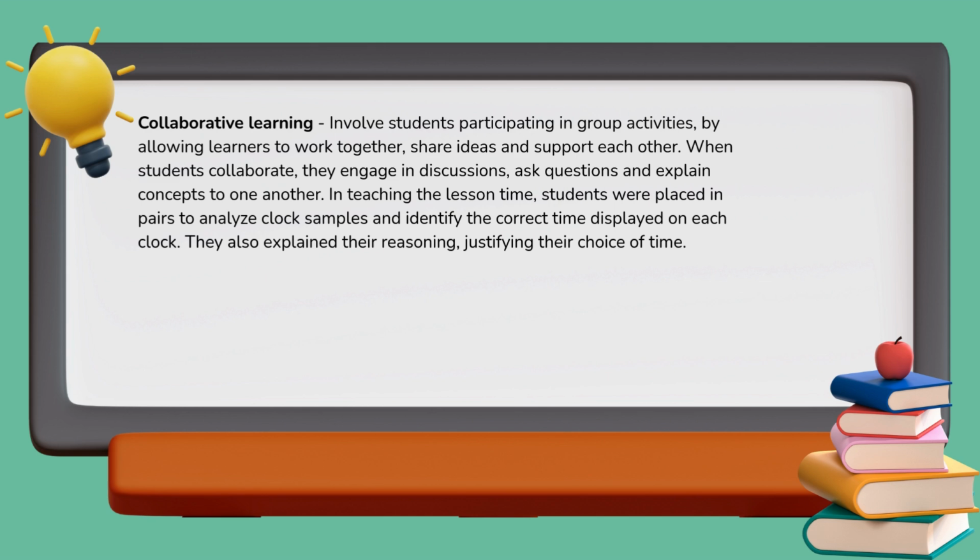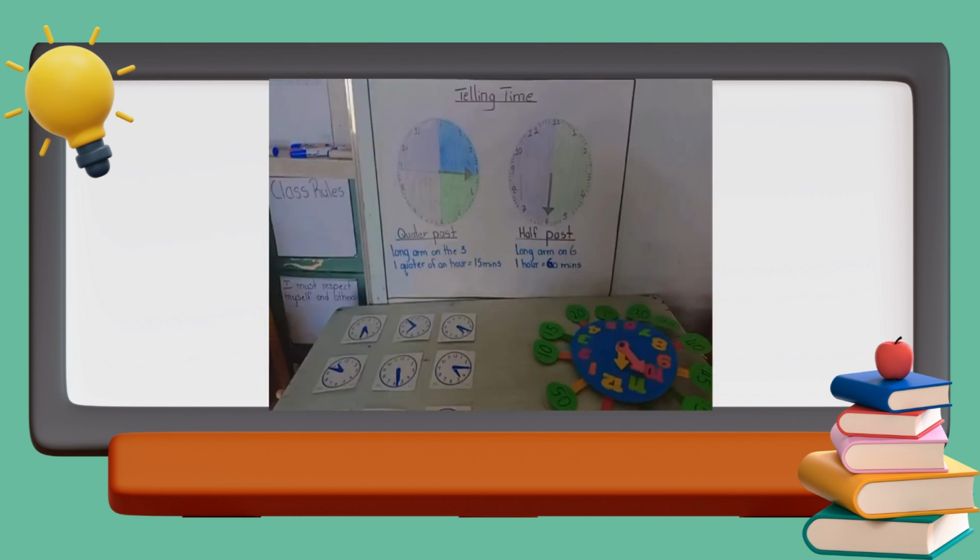In teaching the lesson on time, students were placed in pairs to analyze clock samples and identify the correct time displayed on each clock. They also explained their reasoning, justifying their choice of time. On this slide, we have a chart demonstrating quarter and half past on an analog clock. Also, we can see some mini clock samples that the students used to demonstrate their understanding of time.